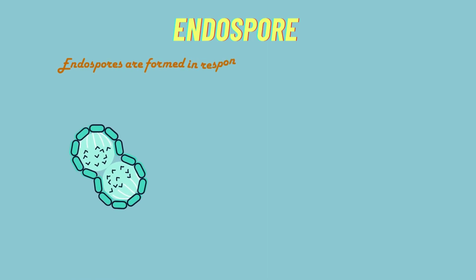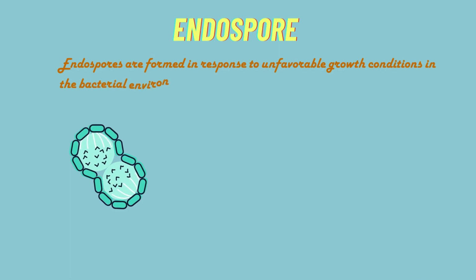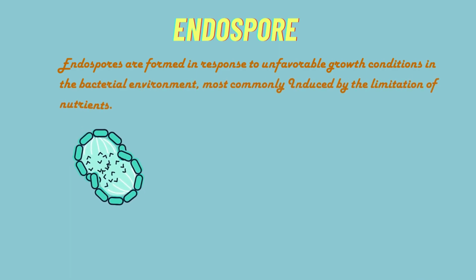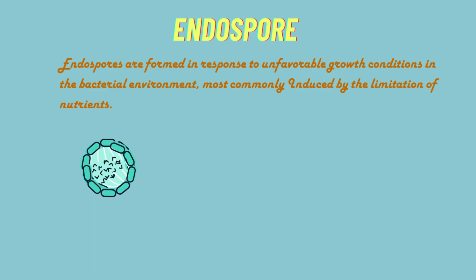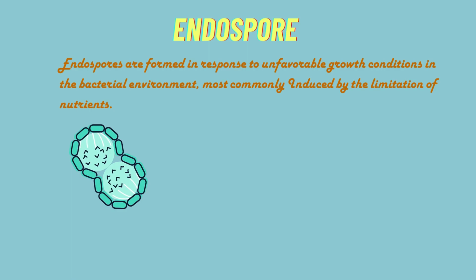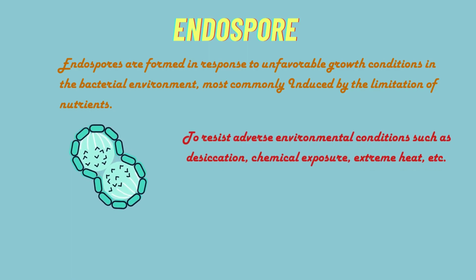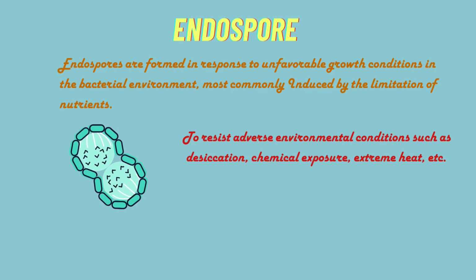First, we learn about endospore bacteria. Endospores are formed in response to unfavorable growth conditions in the bacterial environment, most commonly induced by the limitation of nutrients carbon and nitrogen. Endospore production is a very important characteristic of some bacteria, allowing them to resist adverse environmental conditions such as desiccation, chemical exposure, extreme heat, etc.